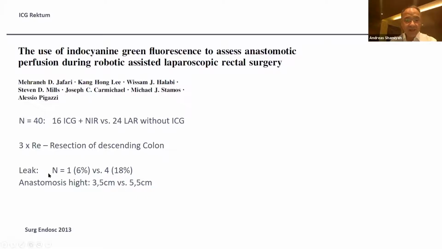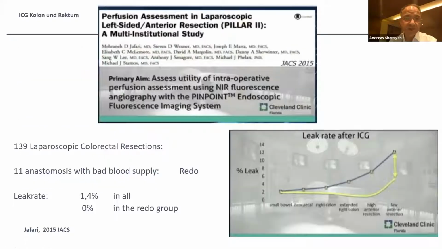And he had, in this group, only 6% of leakage, 1 leak. In the other group, he had 18%. So this is 3-fold higher, although the anastomosis was lower in the ICG group than in the regular group. So he could find a significant lower leakage rate using ICG, and you will find this in all the papers.